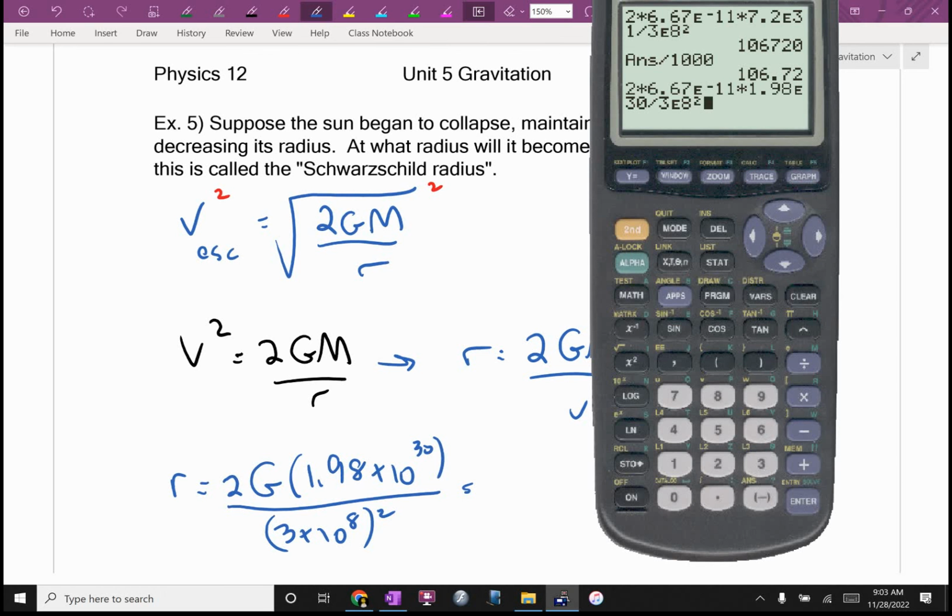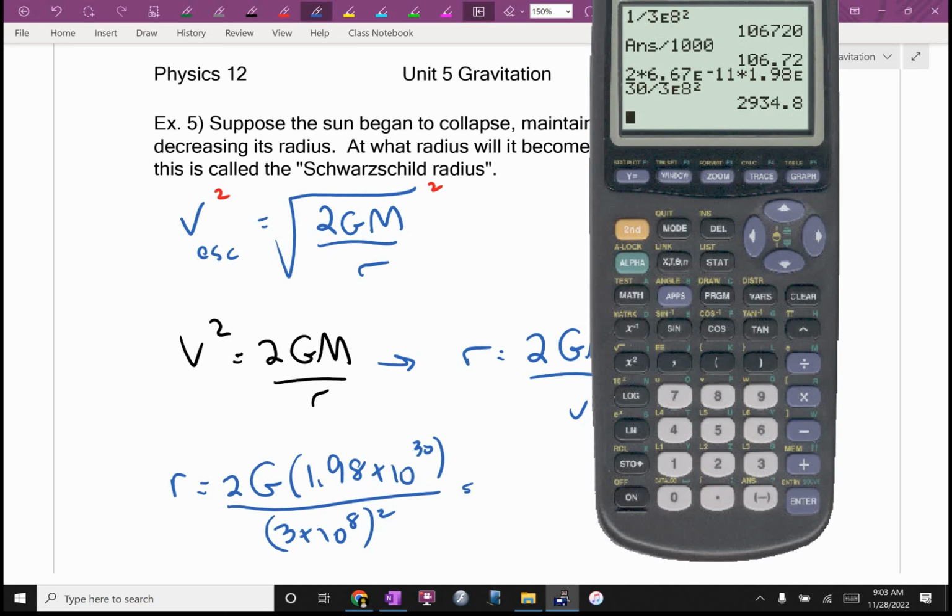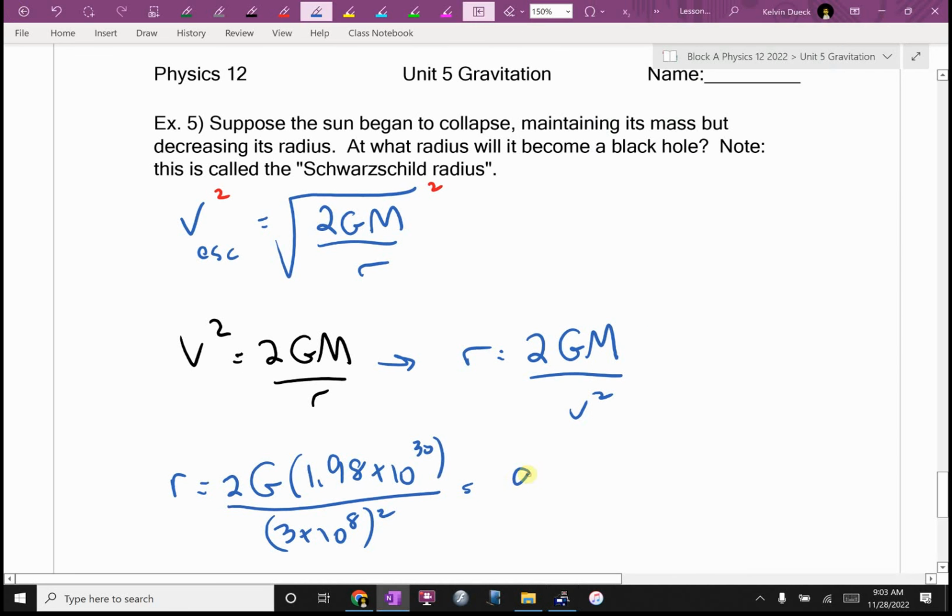I got 2,934. Basically, about 3 kilometers. About the distance from here to the McDonald's. Okay. That's roughly 3 kilometers, I think. So the sun would have to get pretty small. 2,935 meters.